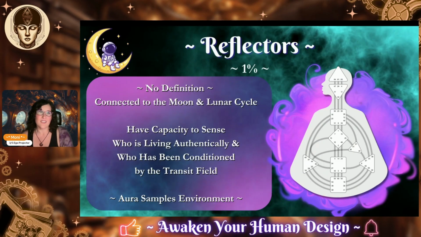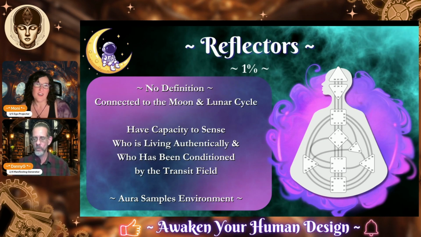So, reflectors have no definition. When you look at their chart, all the shapes are going to be white. They'll have different red and black hanging gates on different centers, but all the actual center shapes are going to be white. Reflectors are connected to the moon and to the lunar cycle, these month-long 28, 29-day lunar cycles.